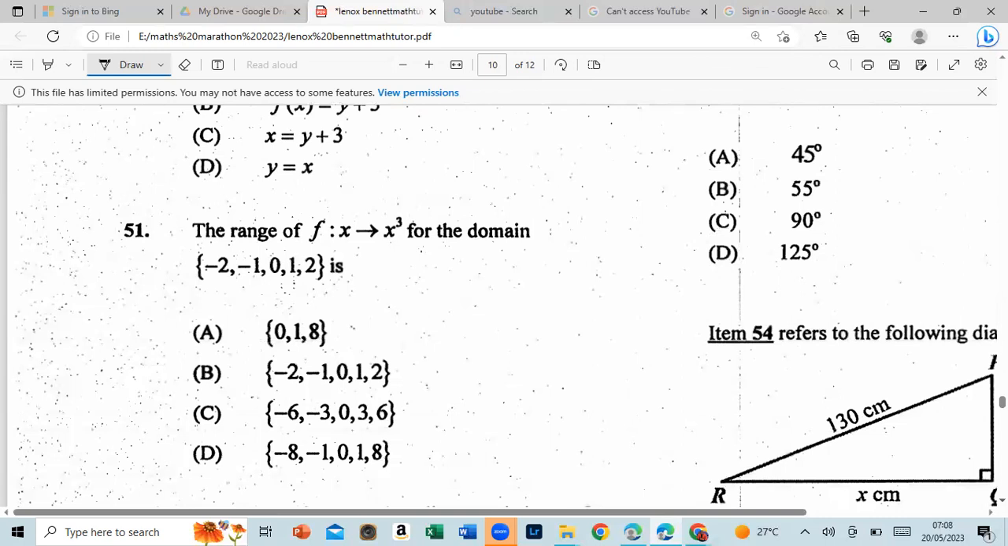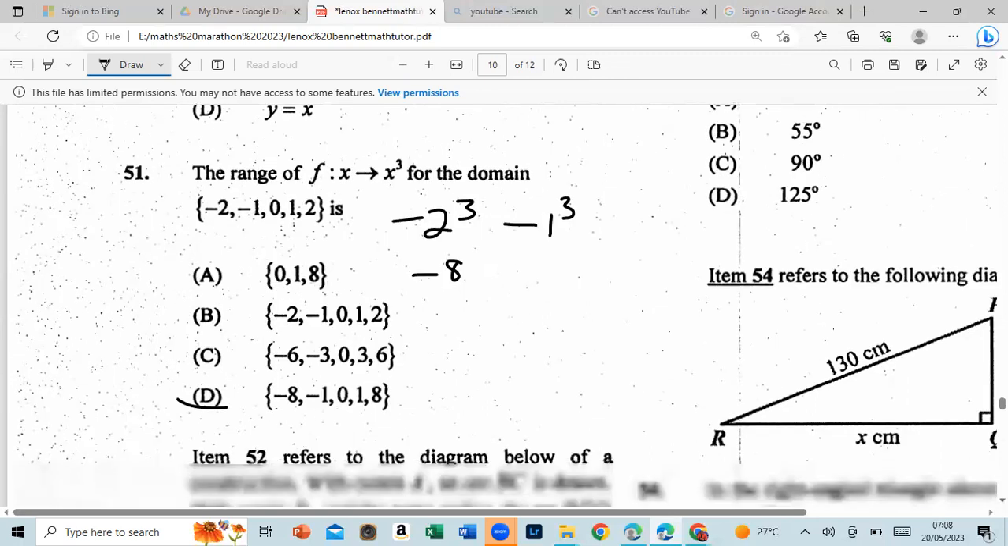The range of f of x equals x to the third for the domain -2... So all we're doing is literally cubing all of these numbers. So it's -2 cubed, -1 cubed, right? Since it's an odd power, we know we're going to get a negative, and that gives us -8. So it can only be D.